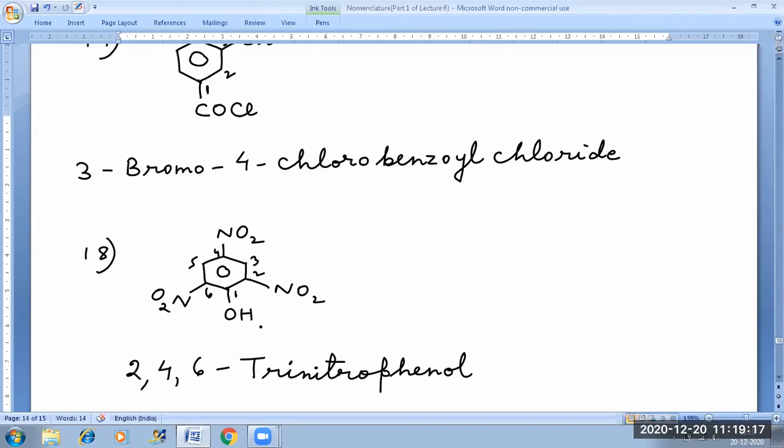There are 3 NO2 groups attached. So trinitro. Tri stands for 3. So trinitrophenol. Suffix is phenol. Nitro is the prefix for NO2 because NO2 is a substituent. 2, 4, 6 are the positions of the carbon atoms which contain the NO2 groups. Tri means 3, since there are 3 nitro groups attached.